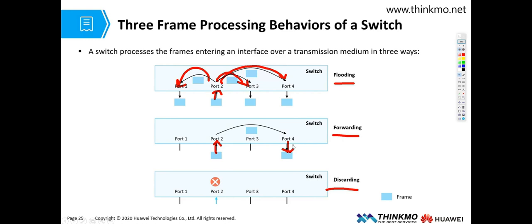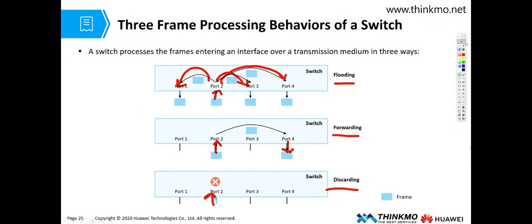This is one-to-one forwarding. Besides this, there's also discarding, which means the switch discards the packet received from this interface. In other words, I don't perform any processing on it, and this is called discarding.